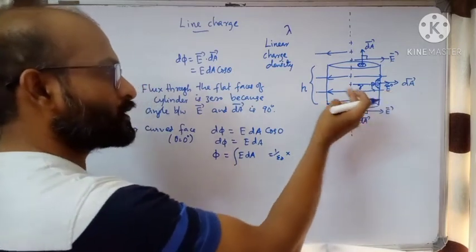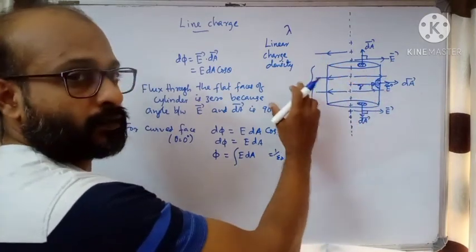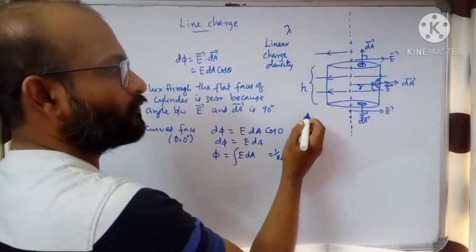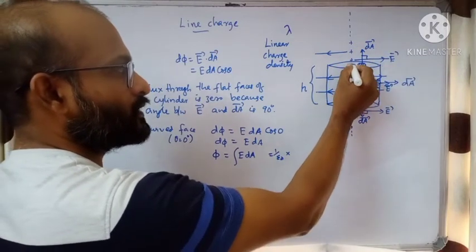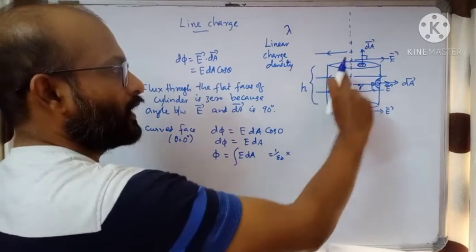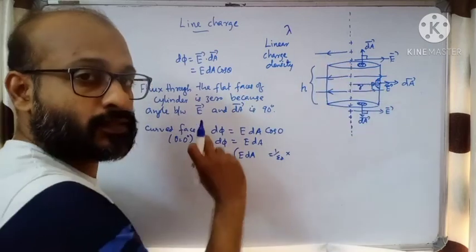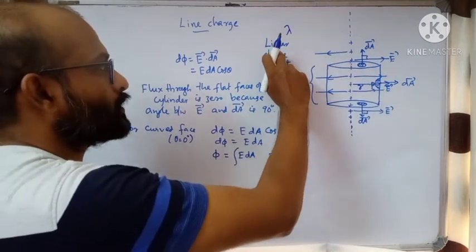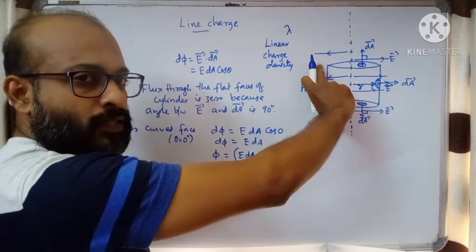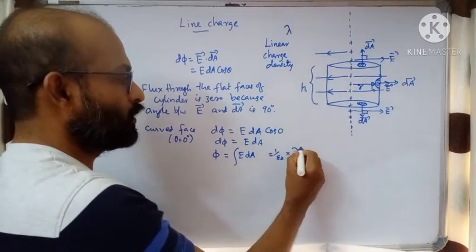See, how much charge is enclosed by the cylinder? h is the height of the cylinder. So we need to find the charge only within the cylinder, from here to here, a height h. In a length h, how many charges will be there? Charge per length is lambda, so in a length h it will be lambda into h.